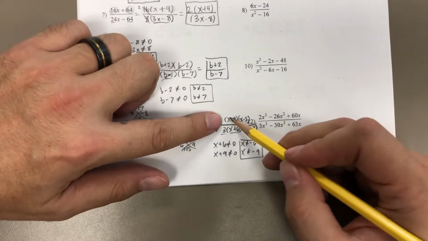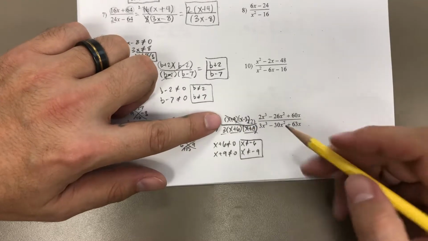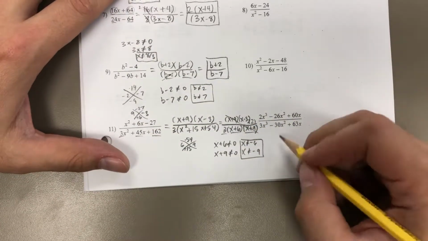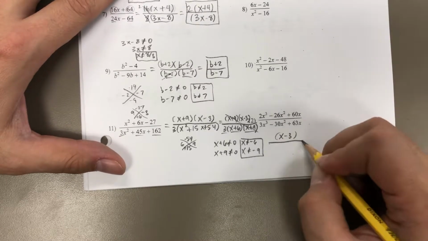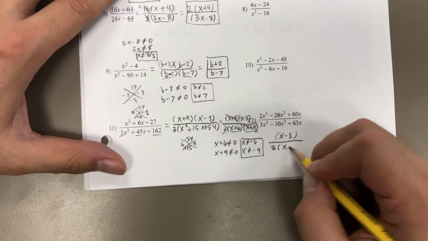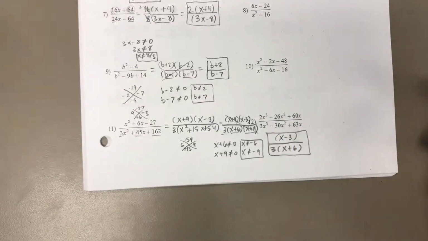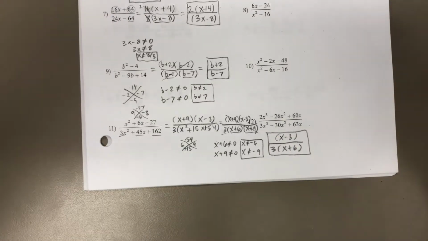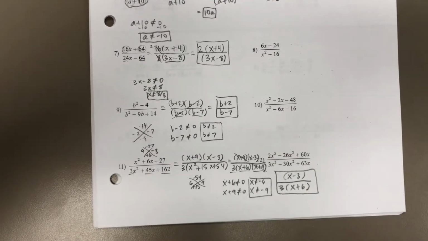And now let's simplify this. So if you notice, we have an x plus 9 and an x plus 9 in the top and the bottom, so those cancel out. So what we're left with overall is the following. x minus 3 in the top, and then in the bottom we have 3 times parentheses x plus 6. And that's our simplified expression. And that's it. That's all that you need to do for number 11, and all of the odds for 3.1 are completed. So let's move on to 3.2.